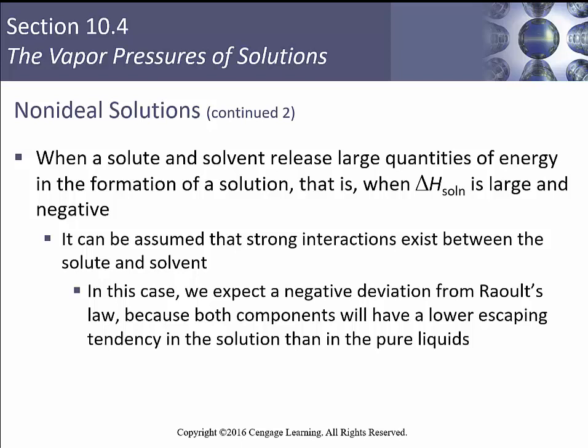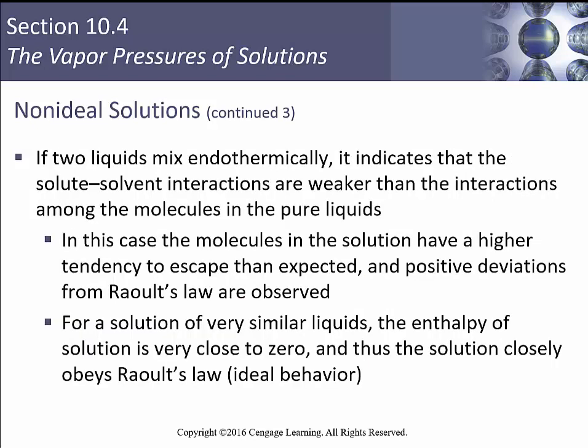When a solute and a solvent release large quantities of energy in the formation of a solution, so delta H of solution is large and negative, it can be assumed that strong interactions exist between the solute and the solvent. In this case, we expect a negative deviation from Raoult's law because both components are going to have a lower escaping tendency because they're still attracted to the other molecules in solution. A is kind of blocking you, but you're also attracted to A, and you're like, well, maybe I don't want to go into the gas phase.